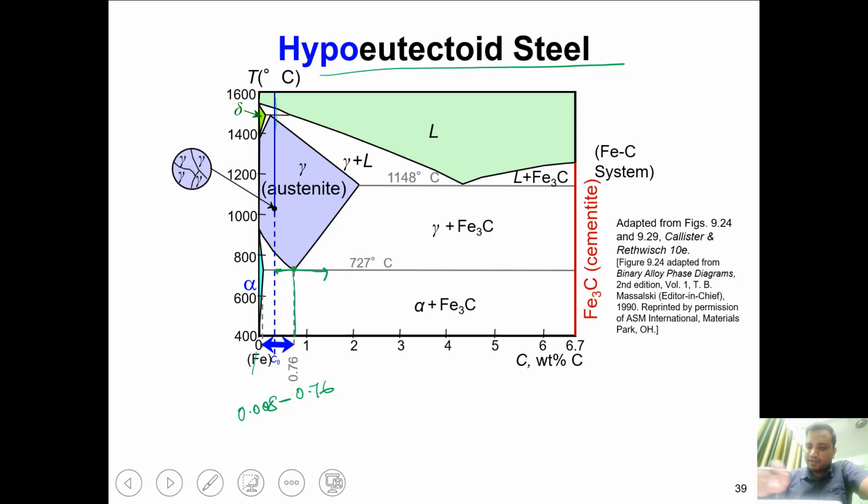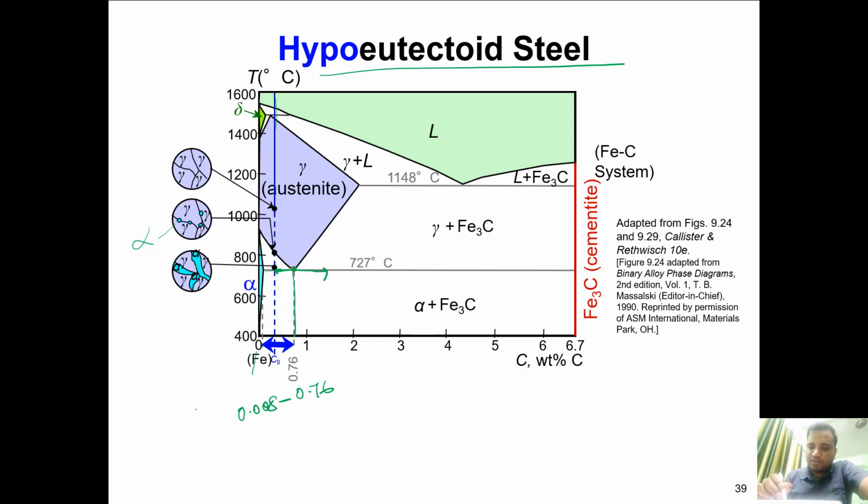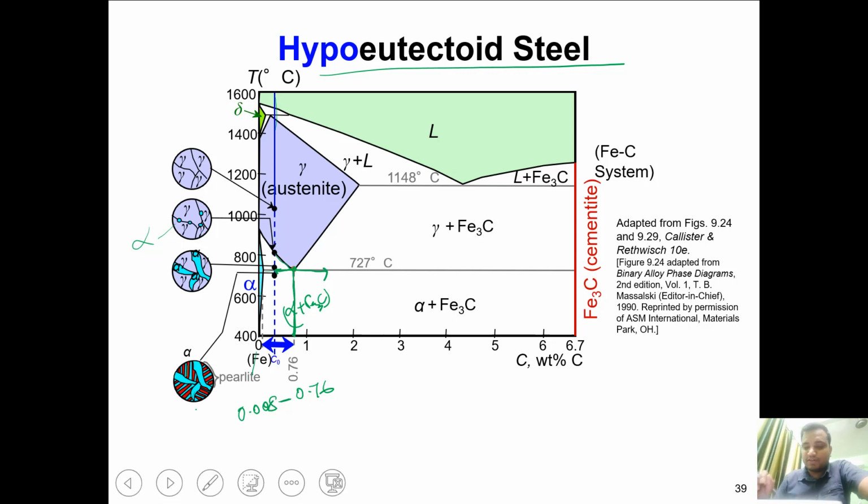What will the structure change be? It will be gamma first, then at this point the alpha will start precipitating at the grain boundary. This is your alpha. Below this, up to this line, a larger amount of alpha will form. In this region, since alpha has formed, the remaining gamma will transform in this fashion into alpha plus Fe3C. So this will be your alpha plus Fe3C, and the extra is the alpha region. This region will contain basically alpha and also this pearlite.